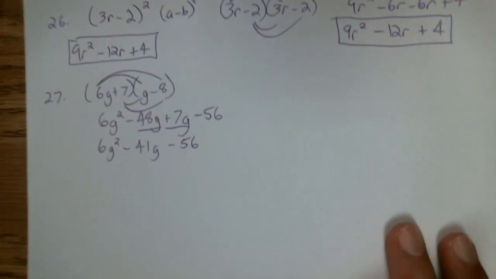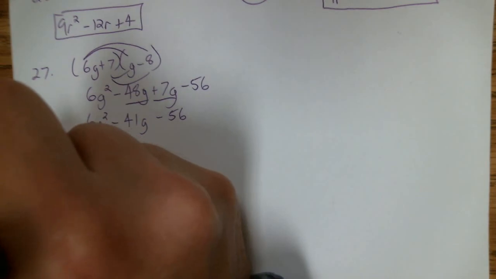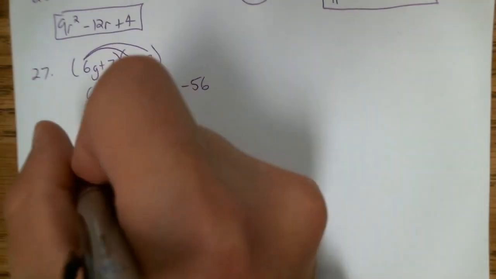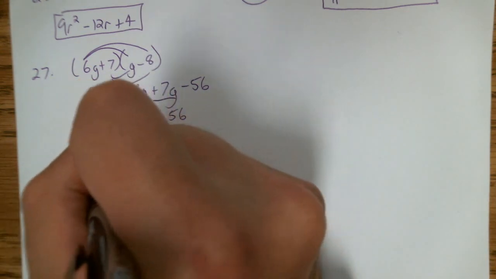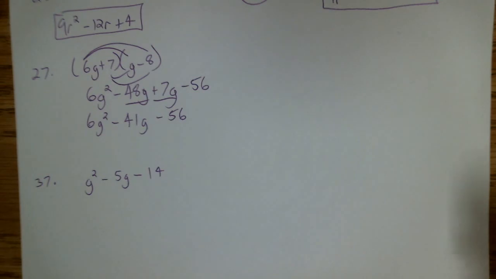Awesome. Okay, number 20. Let's see what else we got. 37. Okay, that's a pretty big jump. All the way up to 37. All right, so we have g squared minus 5g minus 14. Okay, and now this says factor.